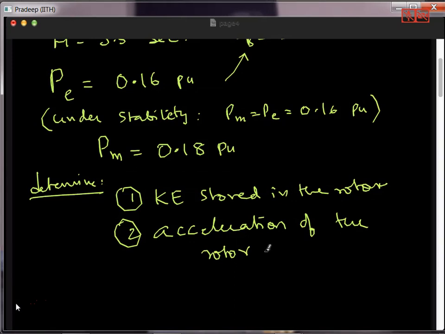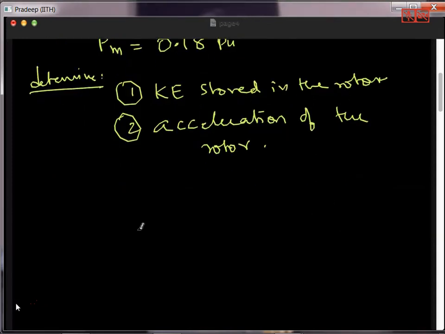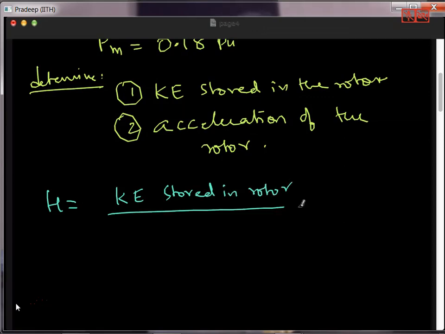So let's do that. So we know H itself is defined as kinetic energy stored in rotor, in megajoules, divided by machine rating, in MVA. So this one I know, so I can find out the kinetic energy stored in the machine.